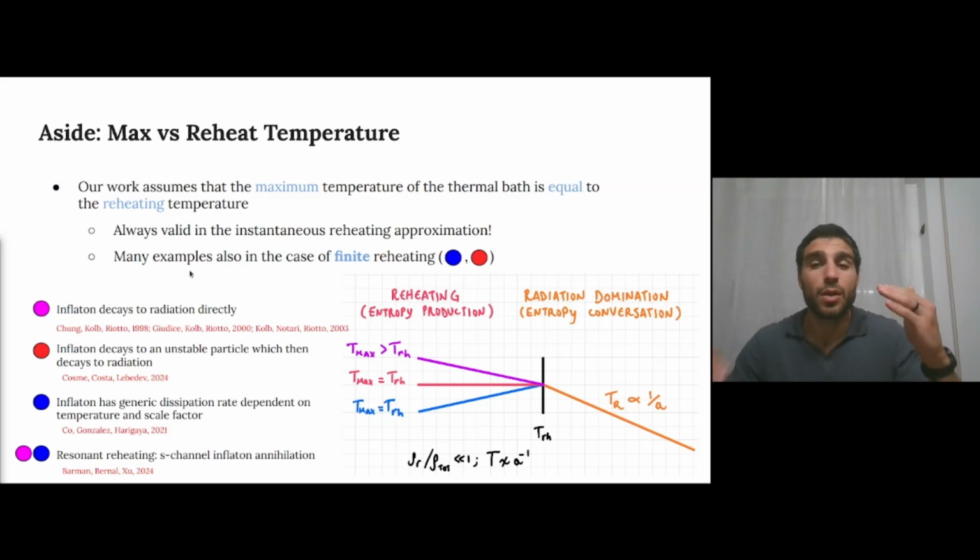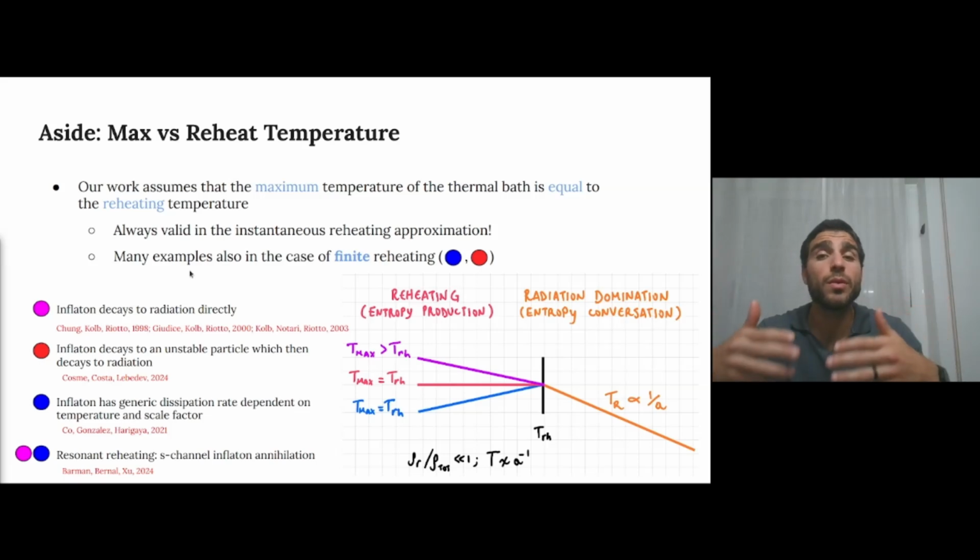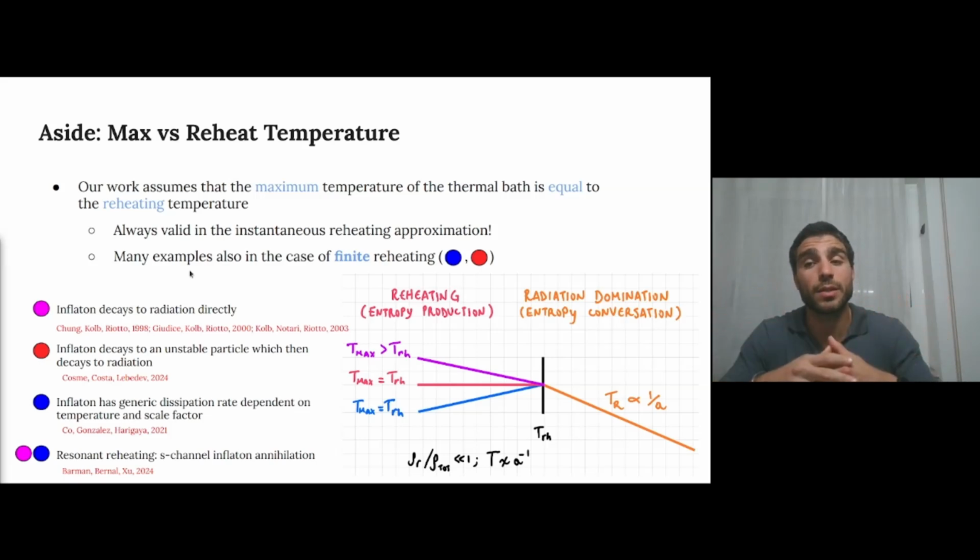reheating temperature close to the maximum temperature, such as cases where the temperature increases or remains roughly constant during the reheating process. In red and blue, I highlighted some known examples in the literature that achieve this, and I also pointed out other reheating scenarios, such as direct inflaton decay, that predict a maximum temperature larger than the reheating temperature. These are cases in magenta. And even in these scenarios, our framework is applicable as long as the maximum temperature does not exceed the mass of the dark matter.